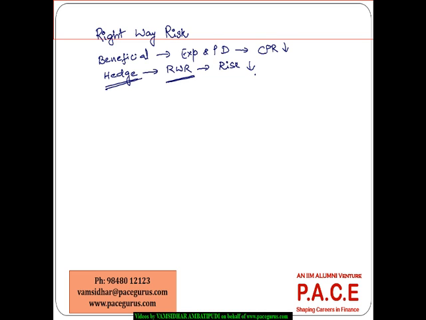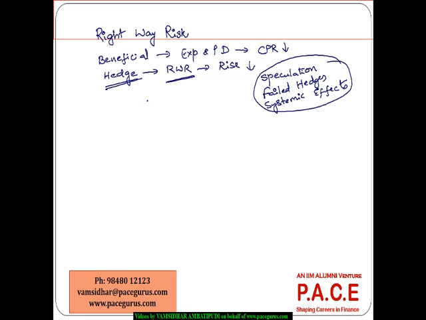In the real world, speculation, failed hedges, and systemic effects. Three things. Speculations were much higher. Whatever hedges were performed, they failed, and systemic effects got created. All these are a very clear indicator that wrong way risk is occurring more and more frequently compared to right way risk.